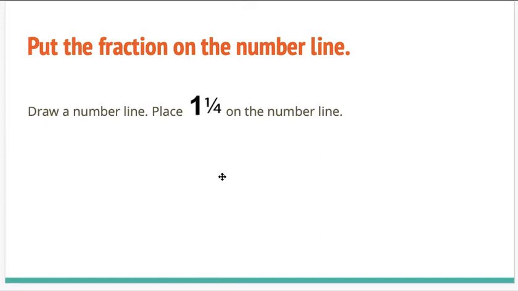Now starting at 1, you're going to jump 1/4, jump 1 piece, and that is where 1 1/4 goes on your number line. The big number just tells us what number we're after, so this tells me I'm past the whole 1. And 1/4 tells me how many parts past 1 am I. So I'm 1 part past 1 on the number line.